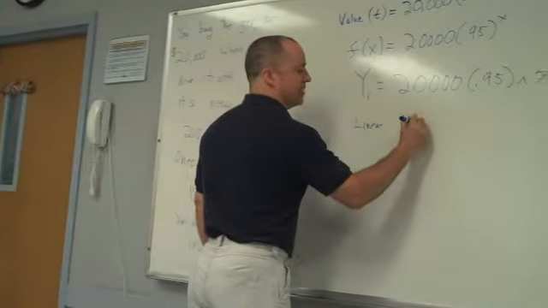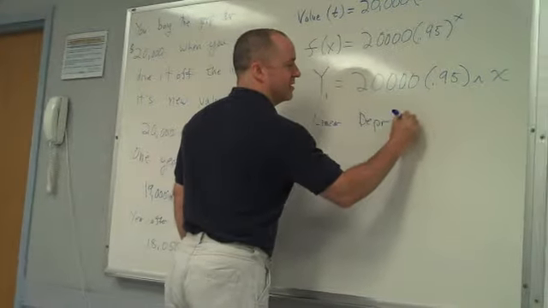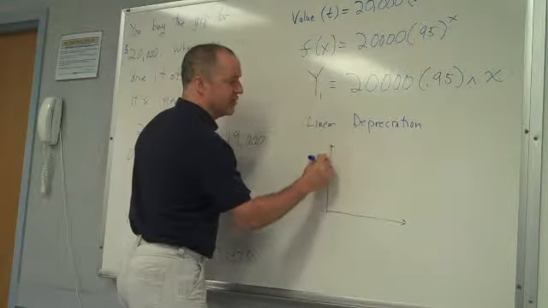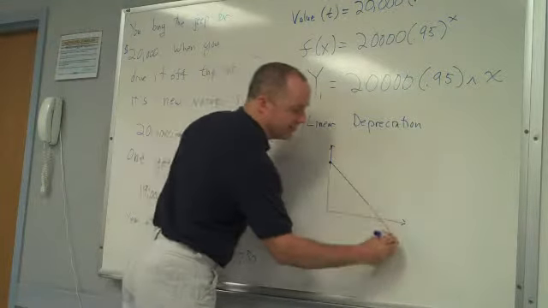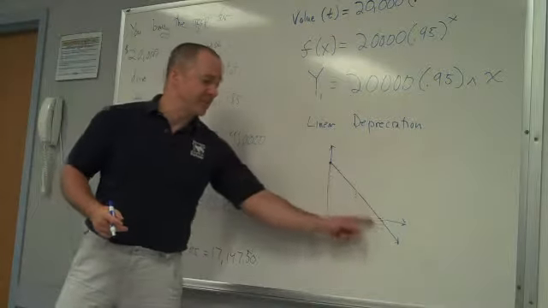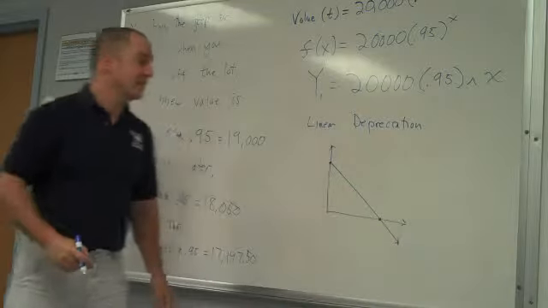See, linear depreciation, which we did before, starts at the value of the car, and that equation eventually has to graph something that hits the x-axis and keeps going.